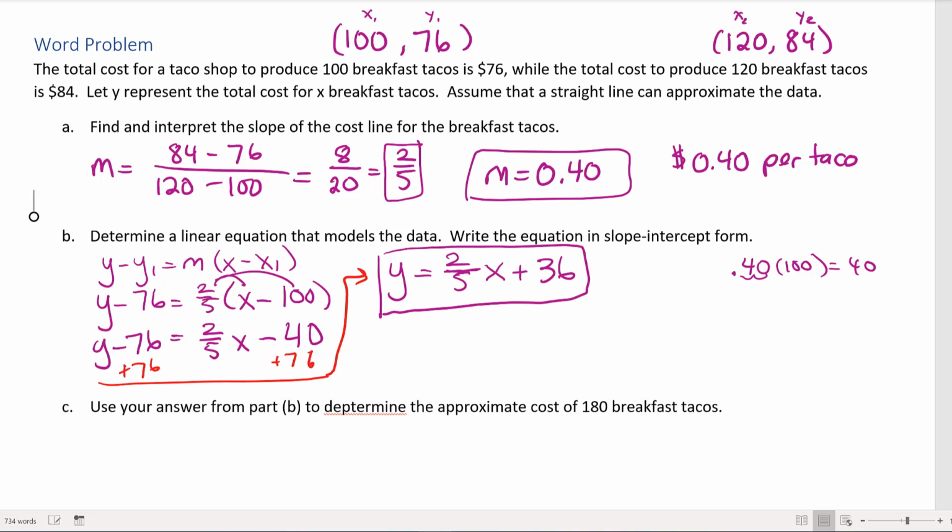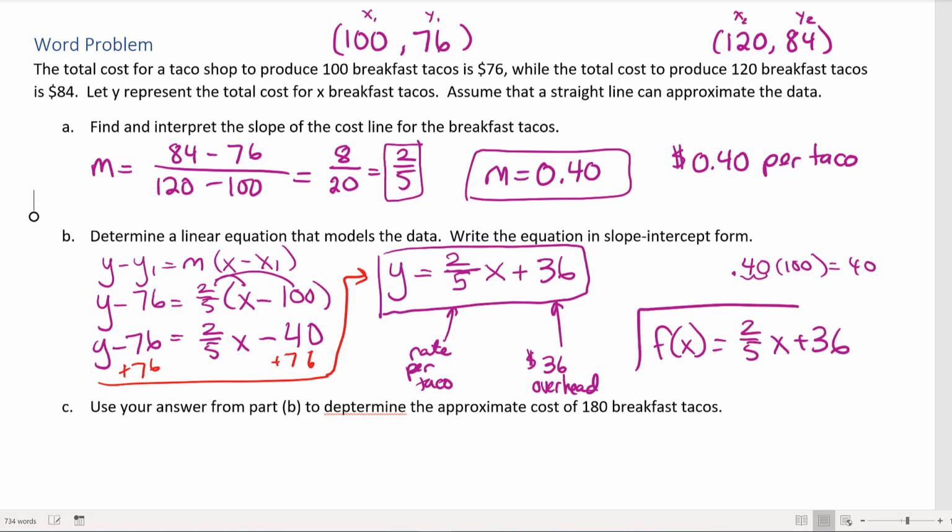So what is the point? The 36, that's my y-intercept. So this is going to be like $36 for overhead cost. Even before I start making any breakfast tacos that morning, I have to pay all the bills. So that's kind of like your bills per day, and your slope is your rate per taco. Okay? Additionally, I could have written this in function notation. F of x equals 2/5 x plus 36. That might help me for future problems down here.